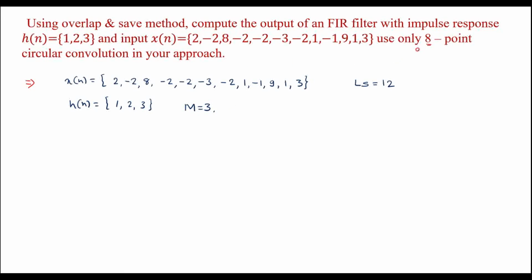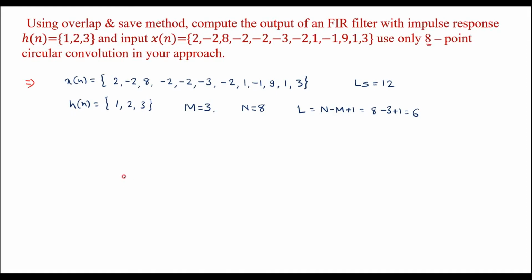And here it is said that 8 indicates the length of each small block. It should be 8, that is given. So with the help of m and n, we can easily calculate L, which is equal to n minus m plus 1, which is 8 minus 3 plus 1, equal to 6. So the length L is equal to 6.